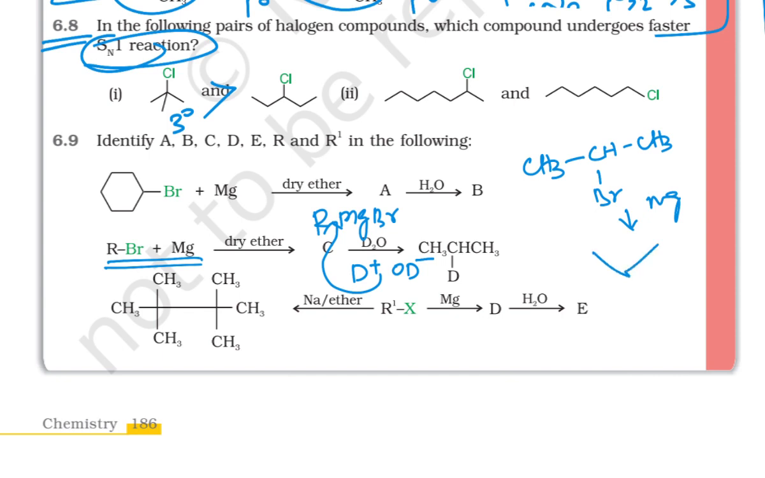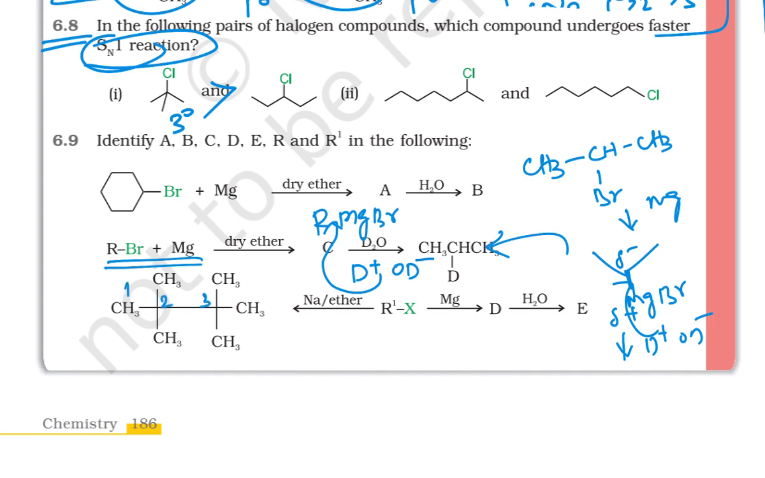When it reacts with magnesium, what is it going to form? Shall I do it in bond line formula? This is MgBr. So this is negative, this is positive. If it abstracts the proton, D plus from OD minus, the product is going to be formed. Clear? Next, when it comes to this one, what is the name of this one?